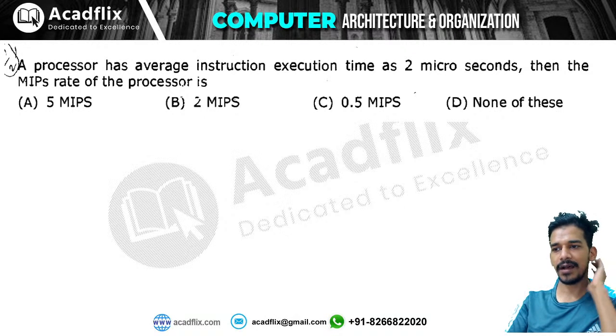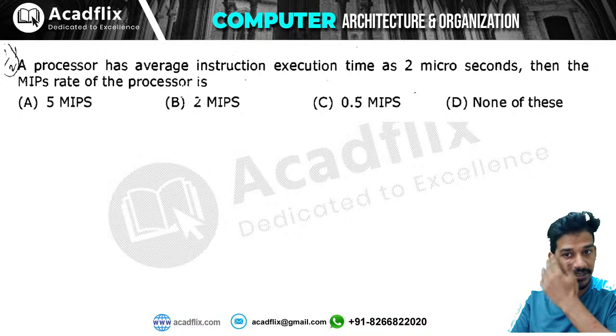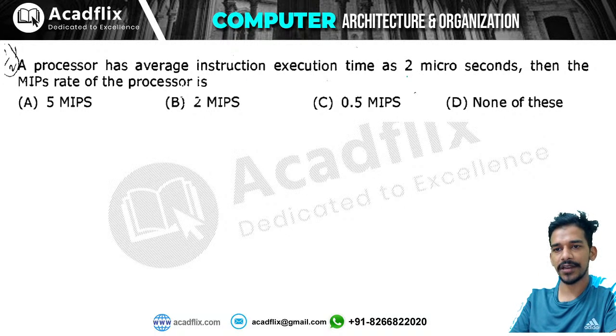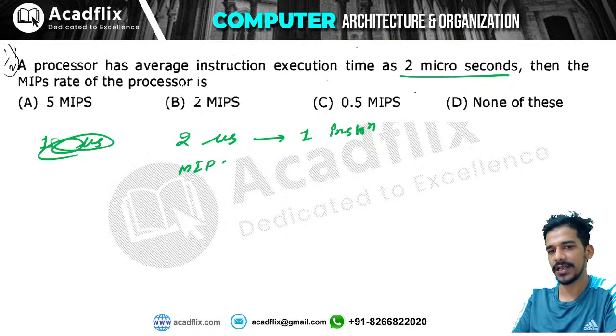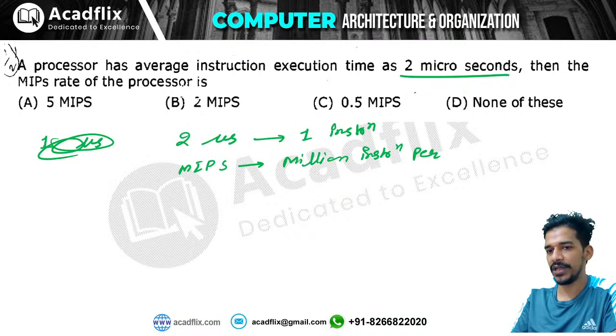Okay, next question is, a processor has an average instruction execution time of 2 microseconds. Okay, it takes 2 microseconds to execute one instruction. Then what is the MIPS rate of the processor? MIPS means million instructions per second. What is the MIPS rate? How many million instructions can it execute per second, right?